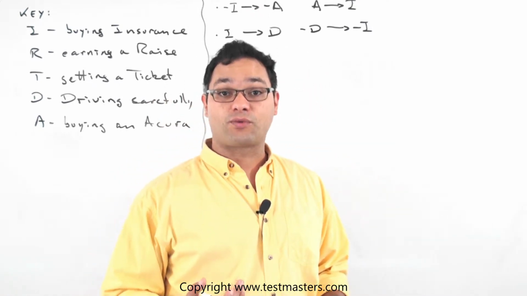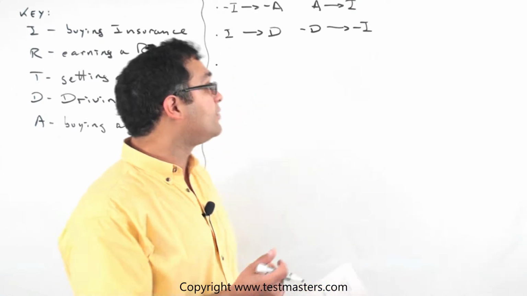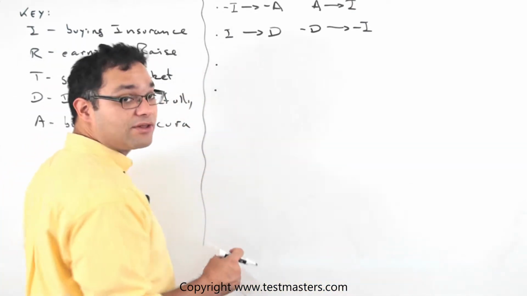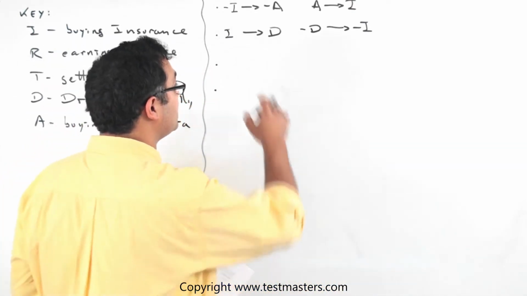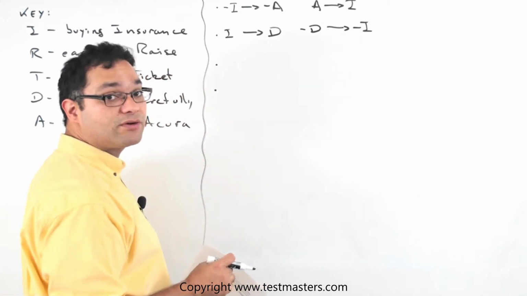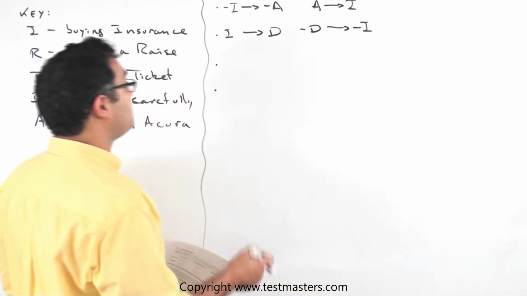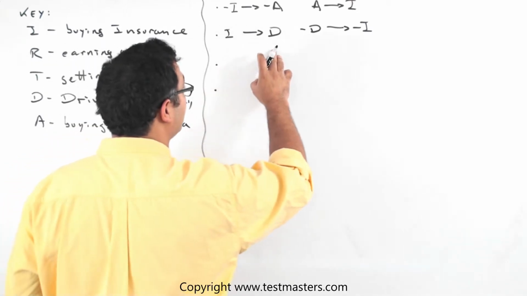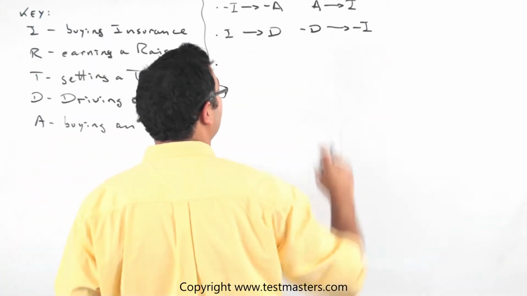You're not asked to deal with the real world here. What you're asked to deal with are these statements and how they relate to one another. So let the symbolization do its work, and you will be correct. In this case, if he buys insurance, then he drives carefully. If he's not driving carefully, then he's not buying insurance.